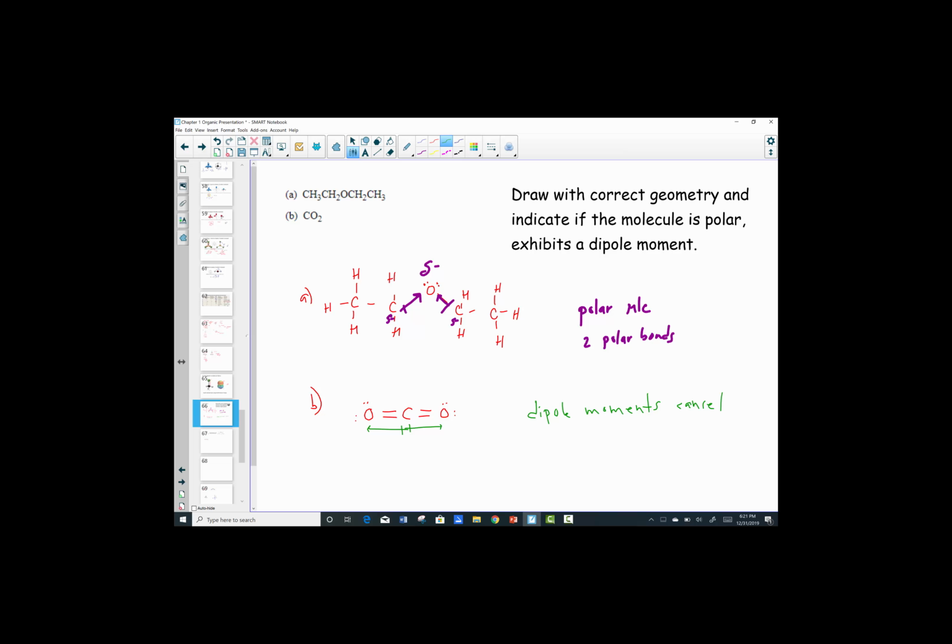And what that means is that I cannot point to any specific region in this molecule that's any more negative or positive. The bond is polar, but the molecule is nonpolar because overall these dipoles have canceled, making the molecule very equal in electron distribution. It's a very symmetrical molecule. Nonpolar molecules are always symmetrical.